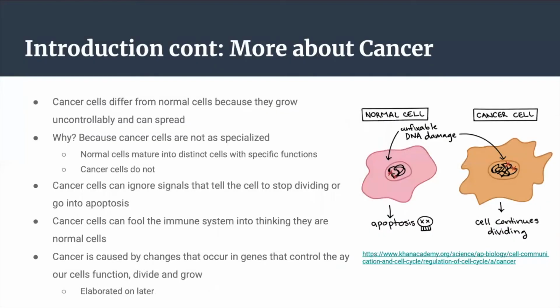A reason for which cancer cells do not act the same way as normal cells is because they are not as specialized, and they are able to ignore important signals from the body, as well as fool the immune system into thinking they are regular cells. Cancer is caused by changes that occur in our genes that control the way that our cells function, specifically how they divide and grow, which Ellie will elaborate on in a few minutes.